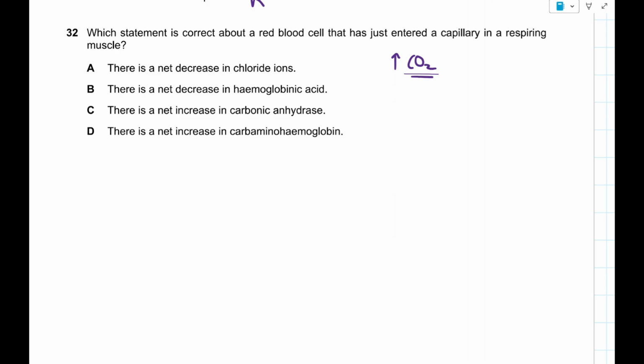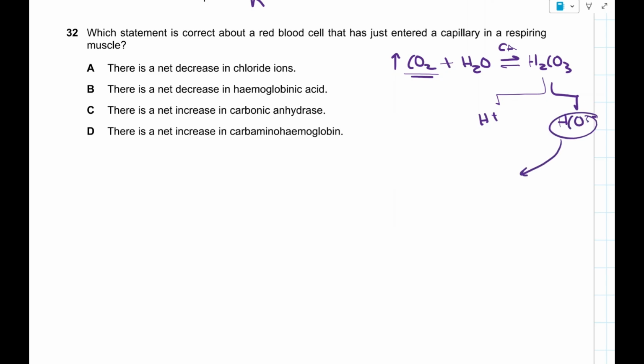Now, when carbon dioxide increases, it combines with water, and then by the action of the enzyme carbonic anhydrase, it forms carbonic acid. Now, this carbonic acid dissociates into hydrogen ions and bicarbonate ions. Bicarbonate ions leave the red blood cell. And then something called the chloride shift happens. Because bicarbonate ions, which have a net negative charge, leave the red blood cell, to compensate for this, chloride ions go back into the red blood cell.